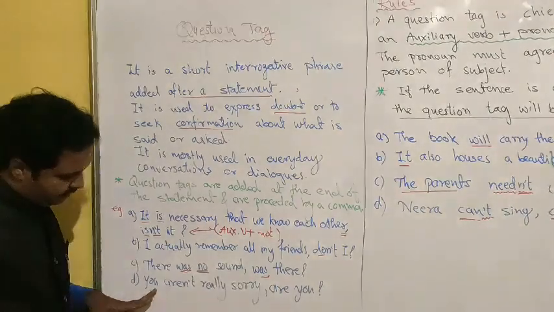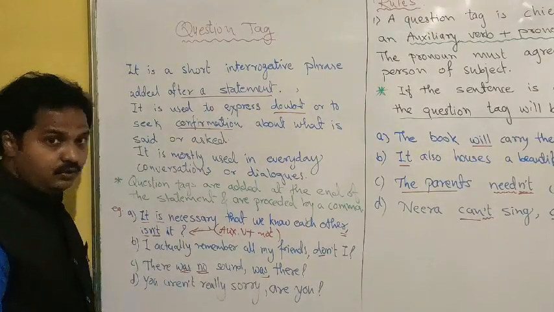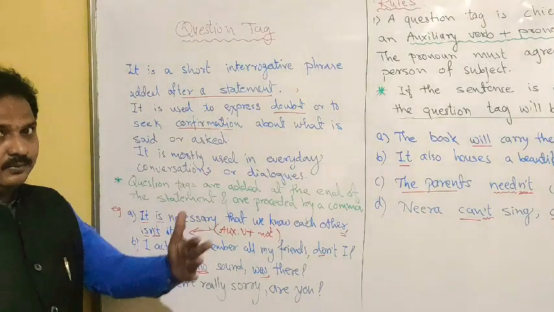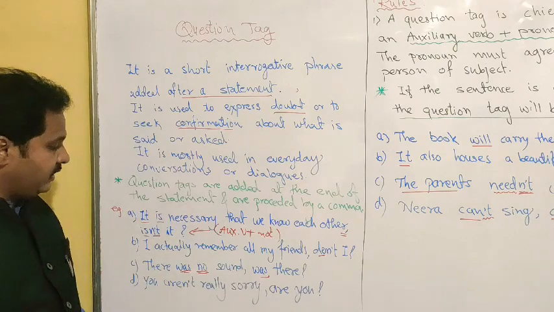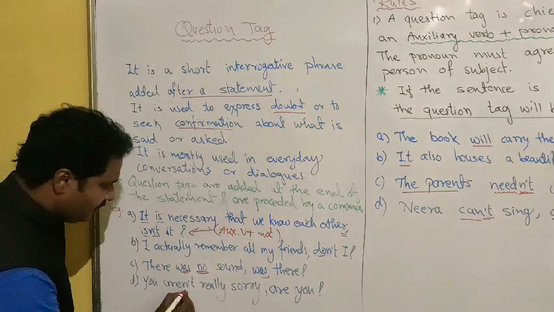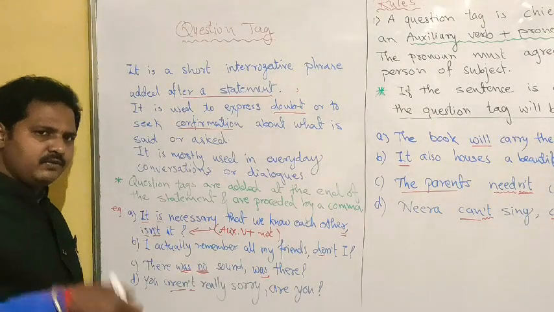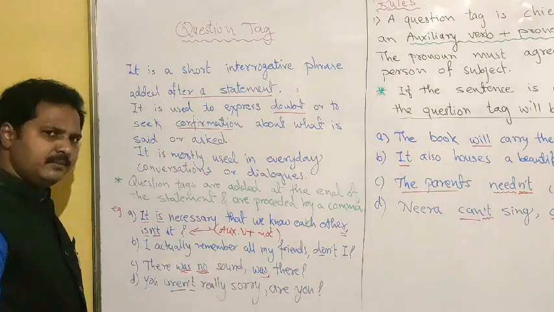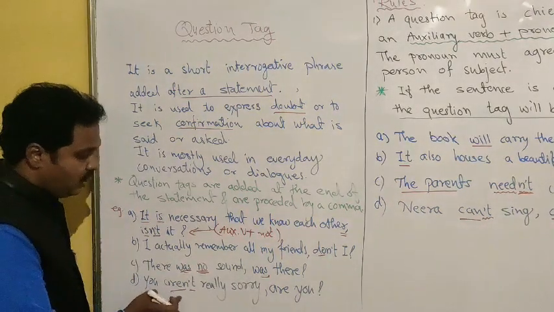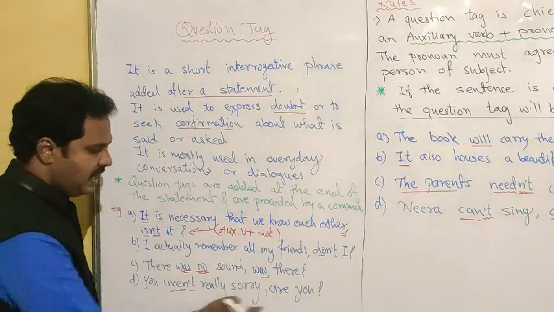Last sentence, see: you aren't really sorry. Here are not is used. Are is there. We have to keep the same tense, whatever the tense is, present, past or future. You aren't really sorry is present tense, and are is there.